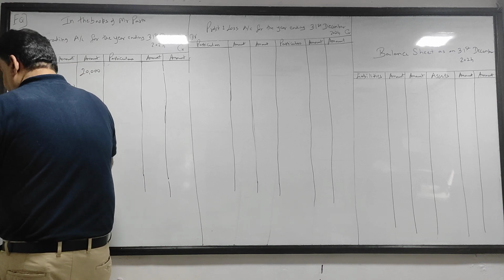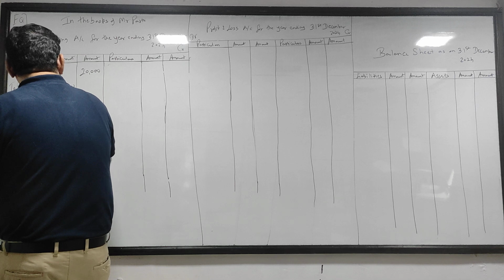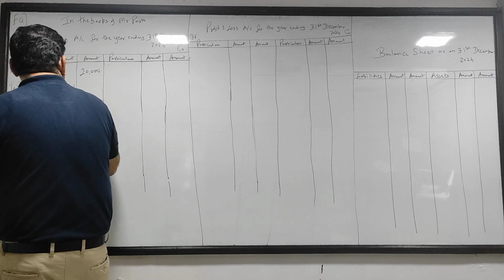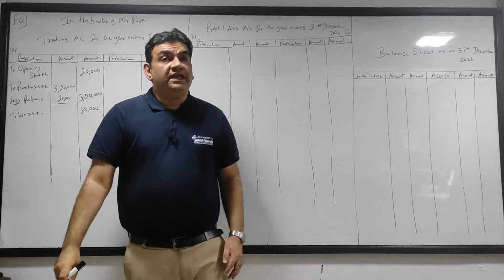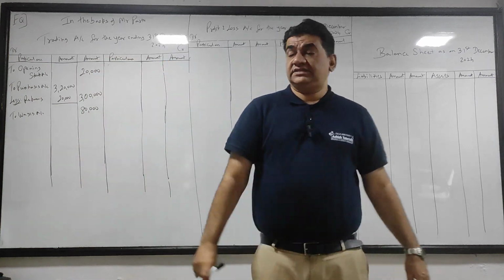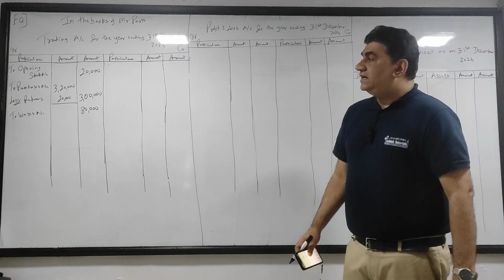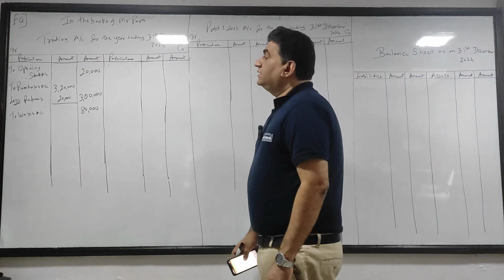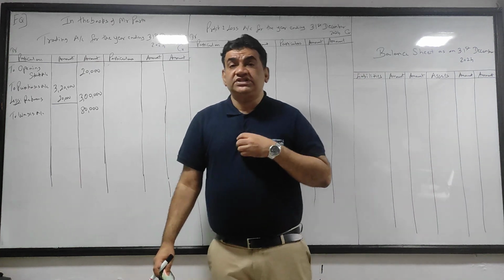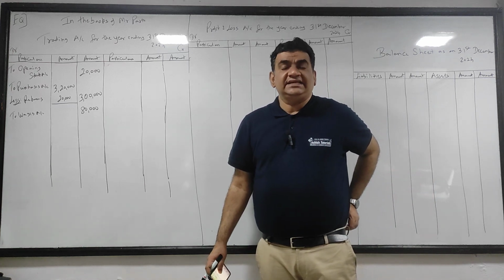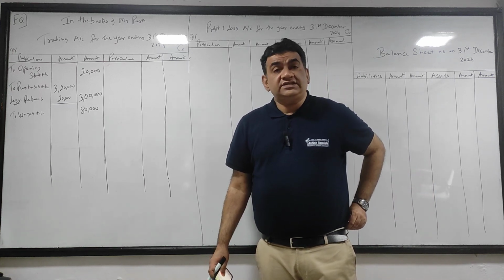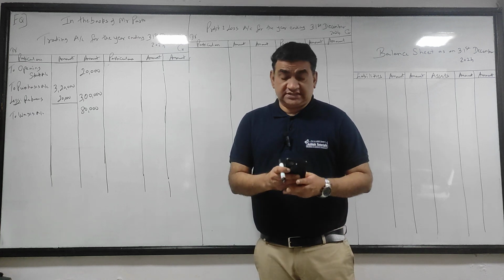Less returns, that is 20,000. So 3,20,000 minus 20,000 gives you your net purchases. Remember, sales and purchases outside has to be net, that is after all adjustments including returns.